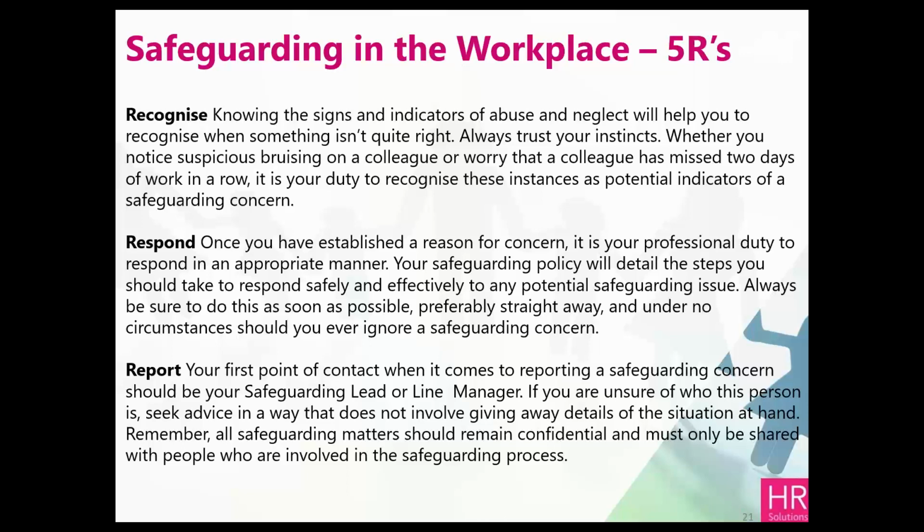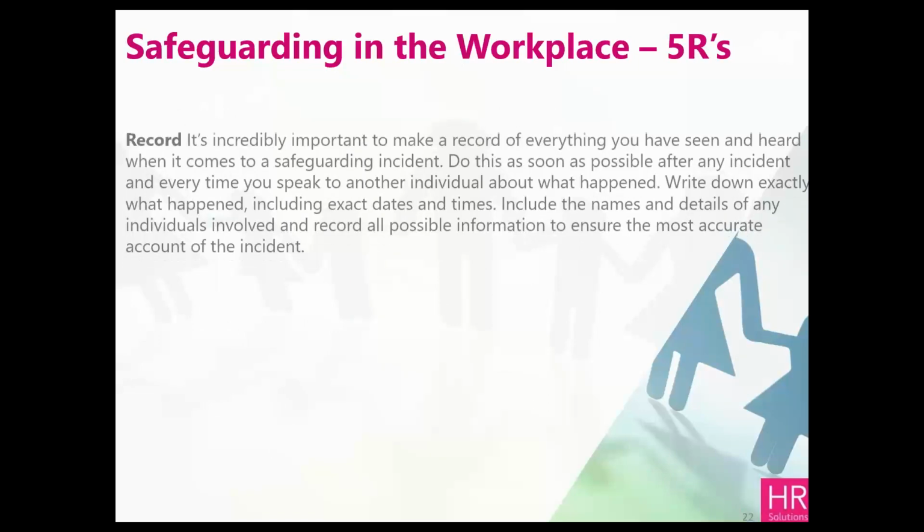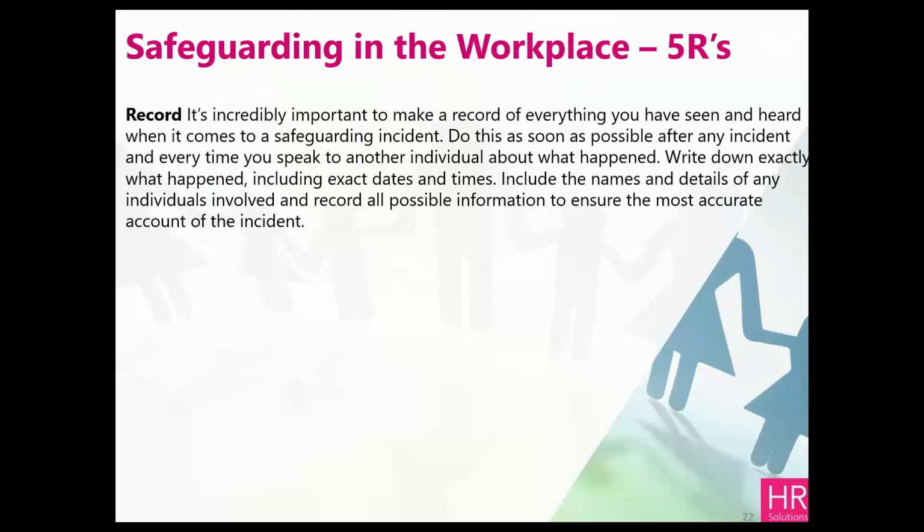So the 5 R's so far: we've got recognise, respond and report. Record, probably the most important one. It's incredibly important to make a record of everything you've seen and heard when it comes to a safeguarding incident, and that can be in a notepad, it could be on a Word document that you're saving, whatever it might be. But do it as soon as possible. You'll be surprised what you forget. It's a little bit like doing the first aid form or the accident report form 2 weeks after the person's had the accident, and you're thinking to yourself, oh, was it the left hand or the right hand? Oh, I can't really remember. Do it at the time when it's fresh in your mind and you can get all the details down.